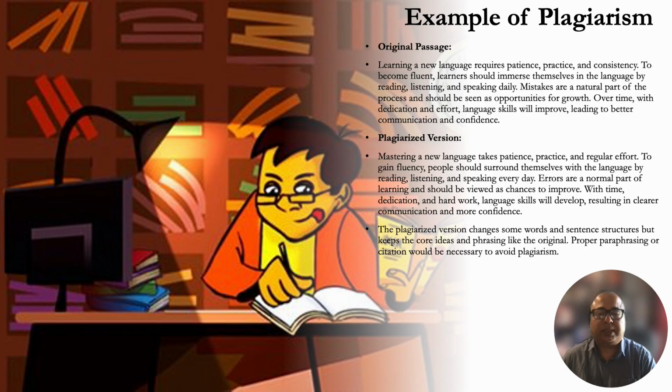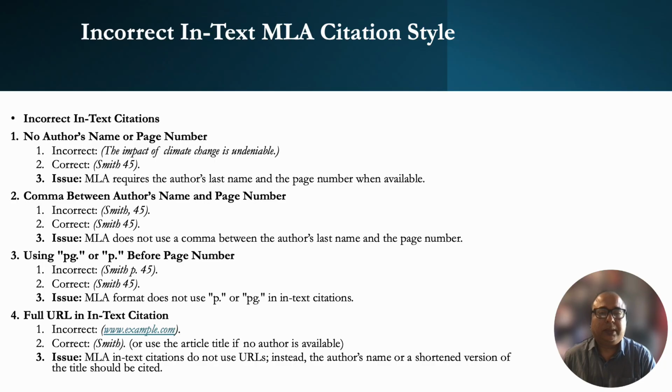Notice that the plagiarized version just very cleverly changes some words and sentence structures and gives the impression that this is written by a writer, not another writer, but a writer. And in that case, when a student uses some ideas or borrows some ideas from another source, from an original source, she or he should mention what the source is. All right? Incorrect in-text MLA citation style.